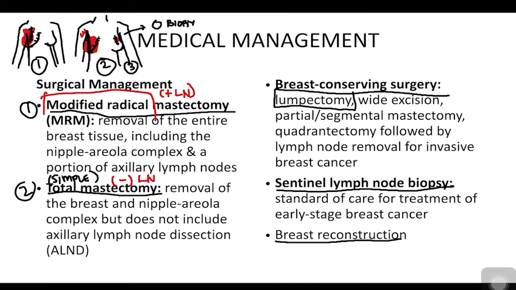Okay, sentinel lymph node biopsy. Yun nga lang, tinutusok nila yan and they get samples for that to detect early. And breast reconstruction, remove and then mag-ano sila ng reconstruction or parang gano'n sila, plastic surgery, para matanggal lang din after.